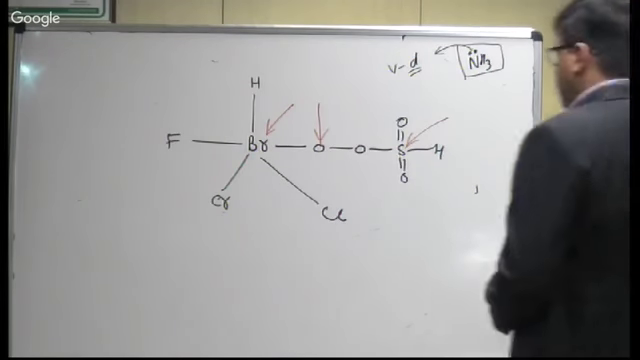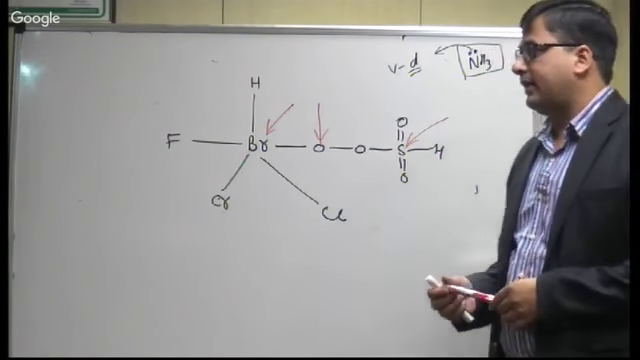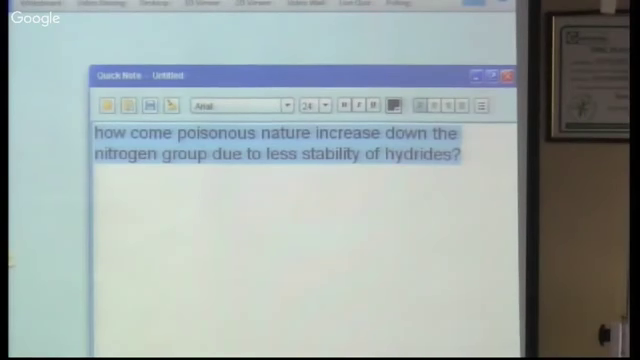Poisonous nature is not due to the stability of hydride. That is the property of these elements. They combine with certain enzymes in our body, that's why they are poisonous. That is not due to the hydride donor. Clear?